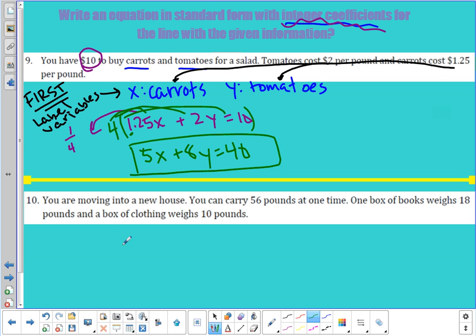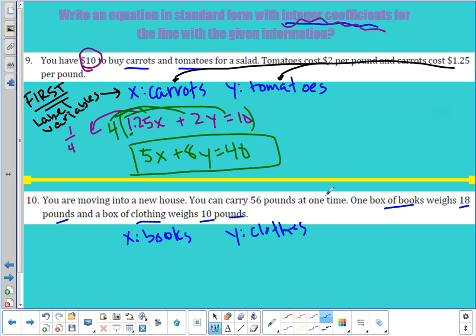In number 10, it says you're moving into a house. You can carry 56 pounds at one time. A box of books weighs 18 pounds, and a box of clothing weighs 10 pounds. So my x and y are books and clothes. Now again, if you switch the way your variables go, sorry, that was really bad handwriting. If you switched where your variables went, that's okay. You could call y books and x clothes. It doesn't matter as long as you tell me.